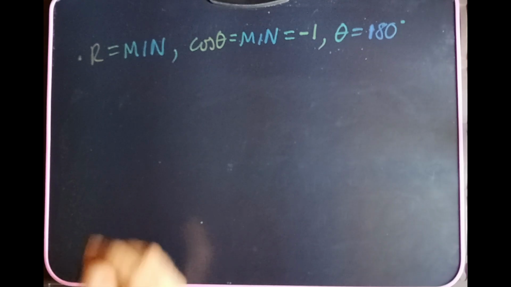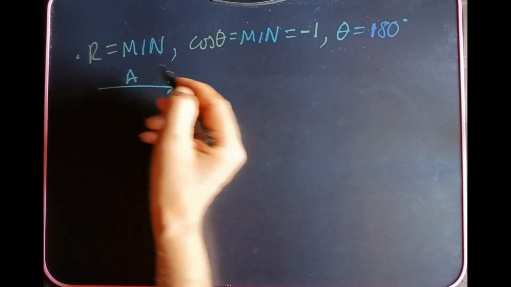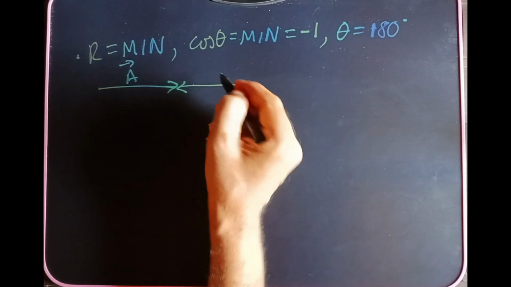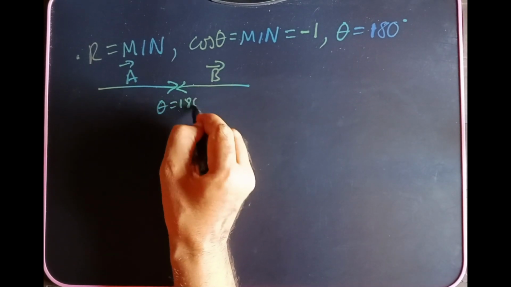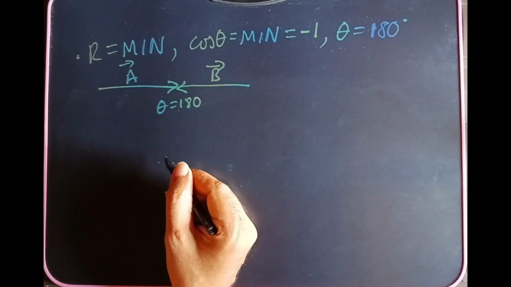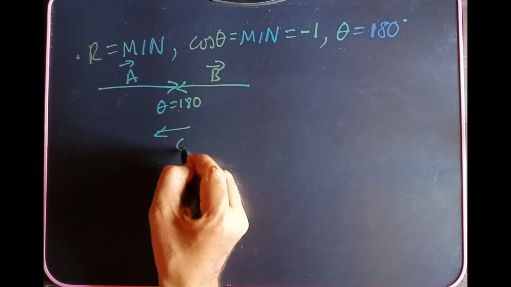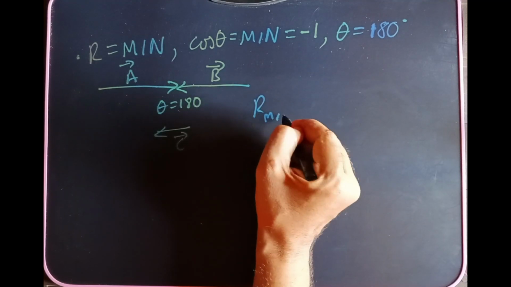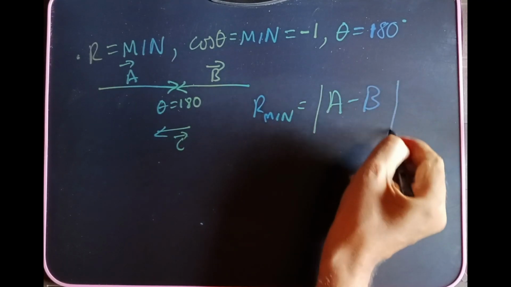That means what is the case here? Here you have a vector A, and the other vector B is opposite to it. It means theta is 180, right? Theta is 180. So this is a resultant vector C. So the resultant minimum is equal to the magnitude of A minus B.